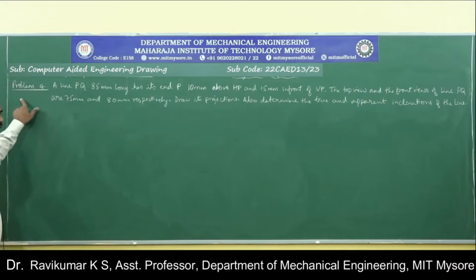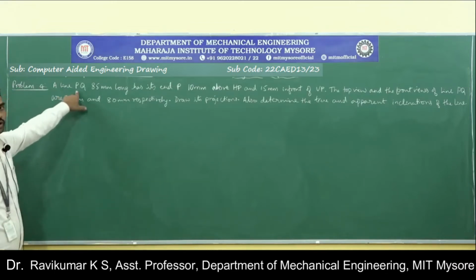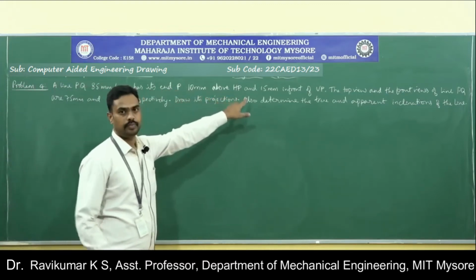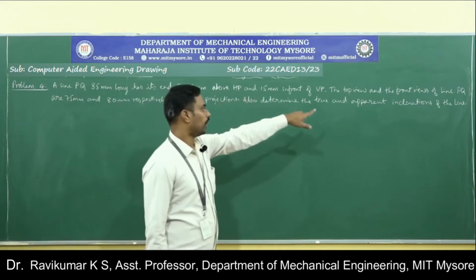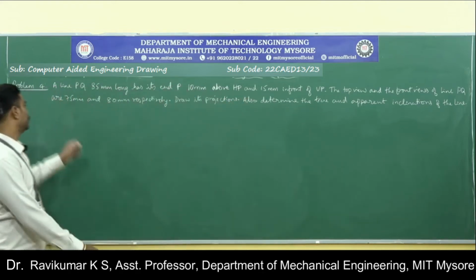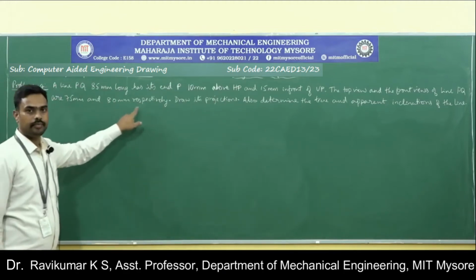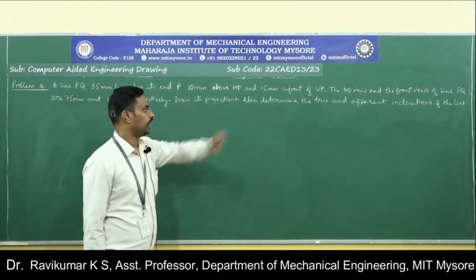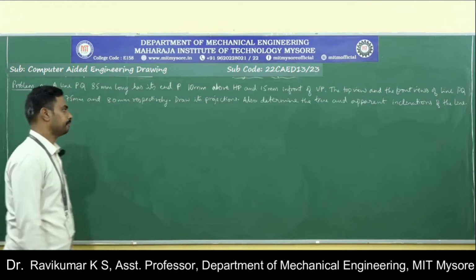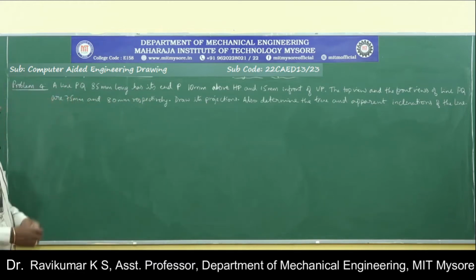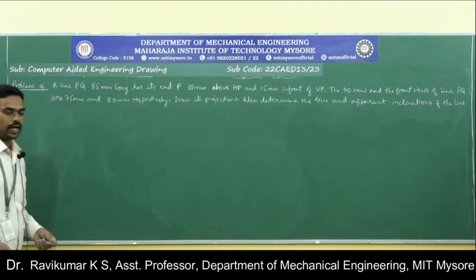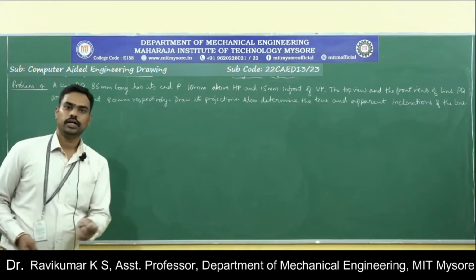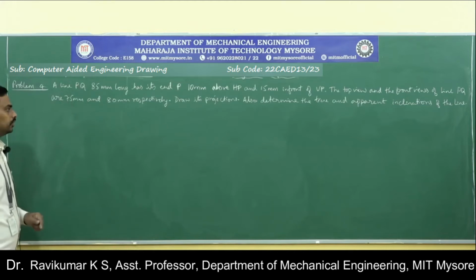Okay, so this is problem number 4. The next problem: a line PQ 85 mm long has its end P 10 mm above HP and 15 mm in front of VP. The top view and the front view of the line PQ are 75 mm and 80 mm respectively. Draw its projections. Also determine the true and apparent inclinations of the line. So here you need to draw the projections and determine the true and apparent inclinations like theta and phi, and alpha and beta.